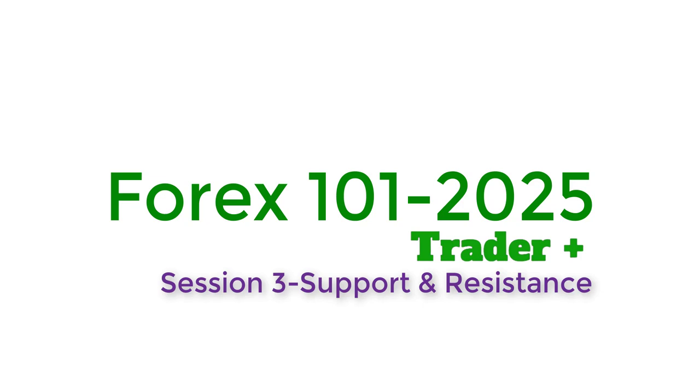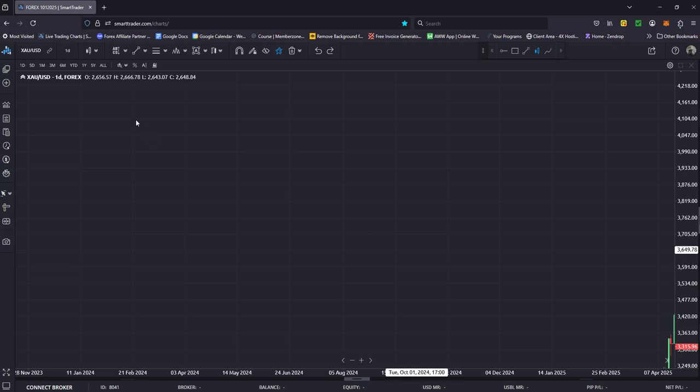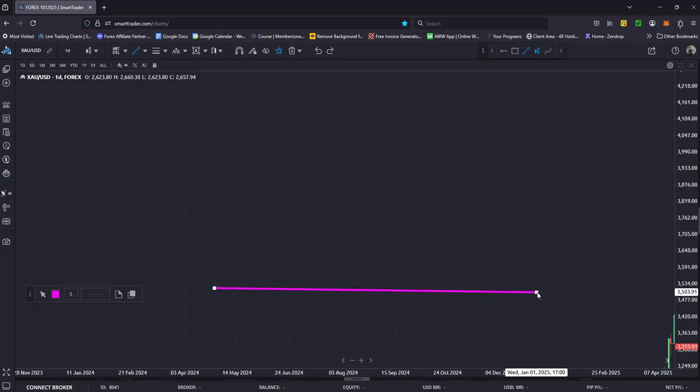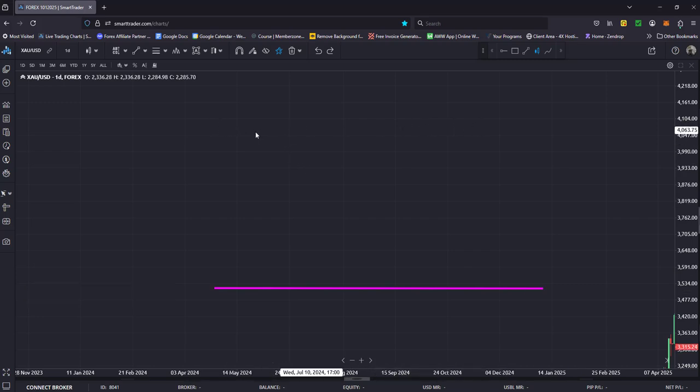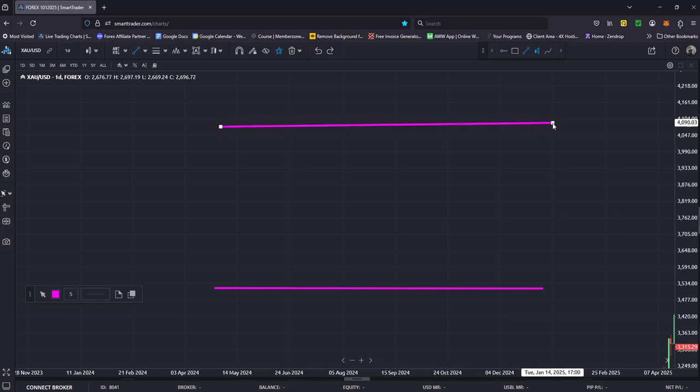Easy concept to understand for most traders. And to make it very simple, let's come away from the chart. What I want you to think about is this. If we have an area like this, a lower area and a higher area at the top here, then what you want to understand about support and resistance is this.